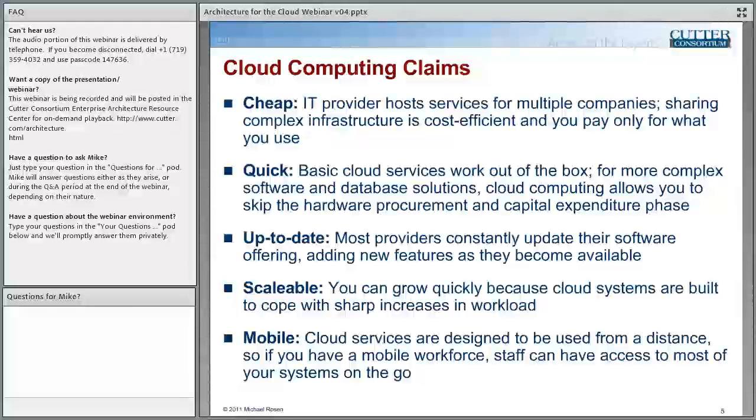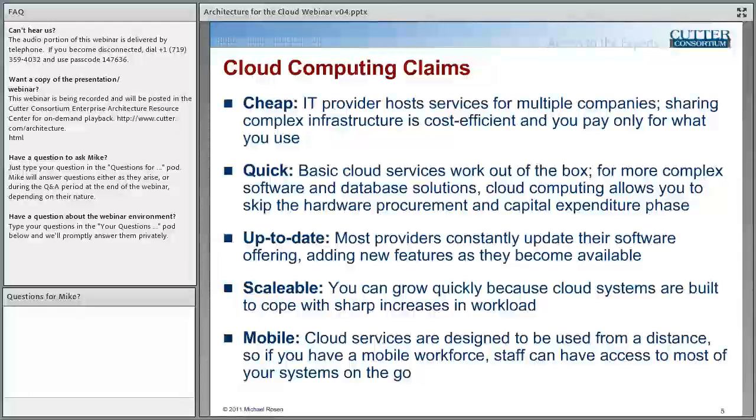There are lots of claims about cloud computing: that it's cheaper, because providers host the service and the cost is aggregated and amortized across multiple users of the system; that it's quick, because cloud services work out of the box, or it's faster to provision things on the cloud than in-house. I think cheap is probably true. Quick, I'm less convinced about in certain circumstances, but nonetheless, it's a claim. Up to date, so certainly cloud providers are keeping their software more up to date than we typically would ourselves.